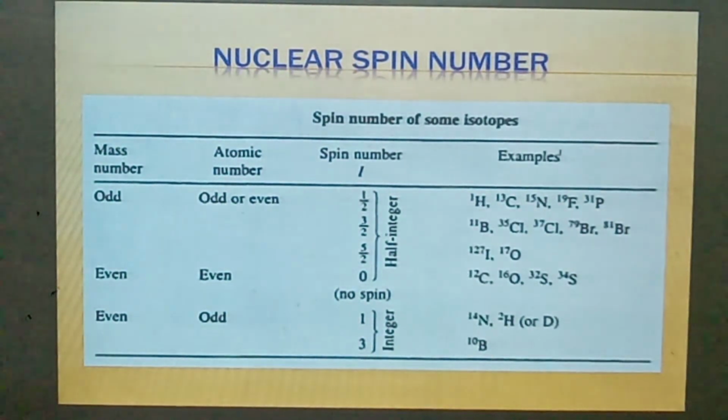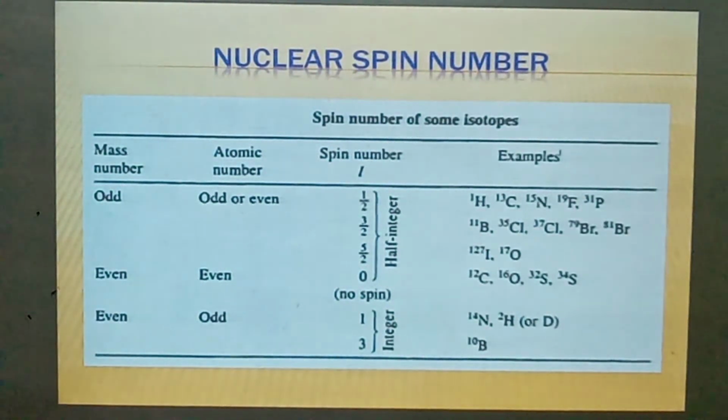In this table, the mass number and atomic number of particular isotopes of different atoms are given. If any of these isotopic atoms are present in an organic molecule, their respective NMR can be activated to study the structural properties.